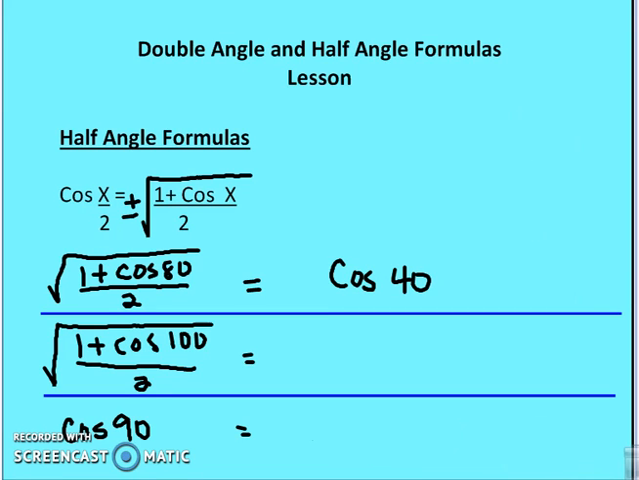Okay, half angle formulas for cosine, plus or minus the square root of 1 plus cosine x over 2. And again, example, the square root of 1 plus cosine 80 over 2 is equal to cosine 40. So I'll let you take care of the second and third.